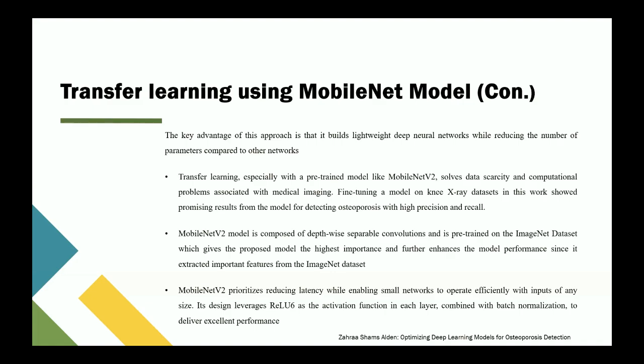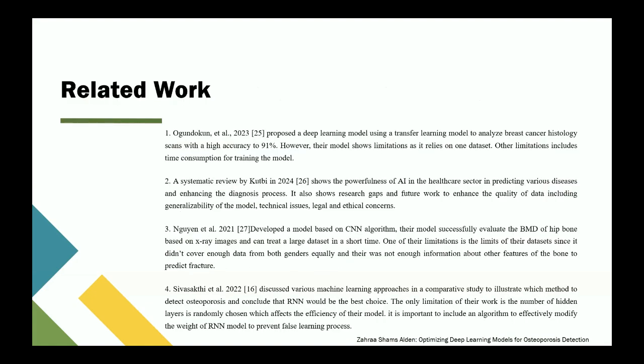So the MobileNet version 2, or MobileNet v2, technique prioritizes reducing latency while enabling small networks to operate efficiently with input of any size. Its design leverages the ReLU activation function for each layer, combined with batch normalization, and delivers excellent performance. Thus, we used transfer learning for our model using MobileNet v2, as it's a lightweight model for our case here.